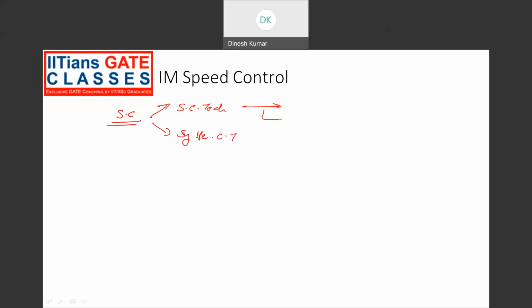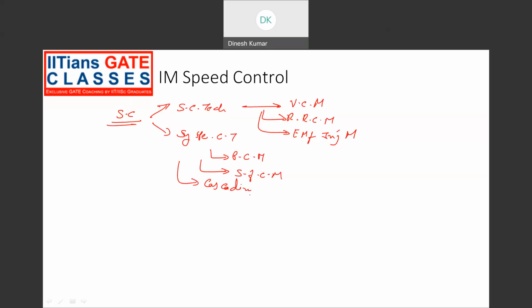In slip control techniques, we have three. One is the voltage control method. The other one is the rotor resistance control method. The next one is the EMF injection. In synchronous speed control techniques, we have the pole changing method, the supply frequency control method, and the other one is the cascading method.